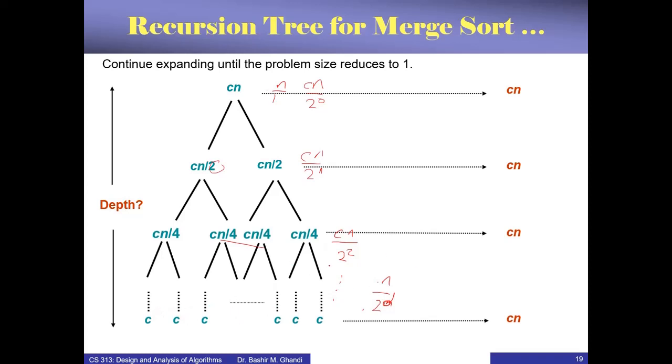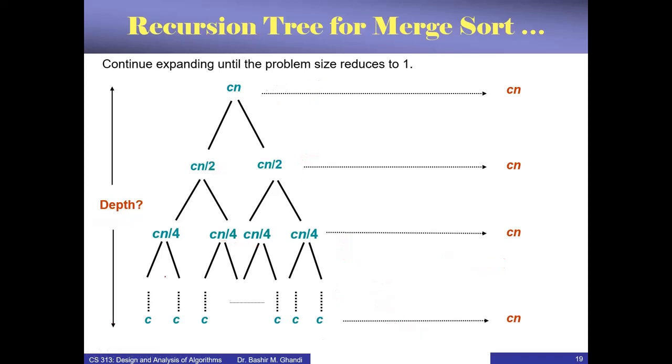We know that T of 1 is c. So the question is, what is the value of d that will be equal to n? I mean, so that 2 to the power d will be equal to n. Because if you have that, then n over n will be 1. And that is when you're going to get this c. If you can know that d, then you will be able to find this depth. You just need to add 1 to it. Okay, because we're counting from 0, 0, 1, 2, 3 until d. Okay, so this is the idea.